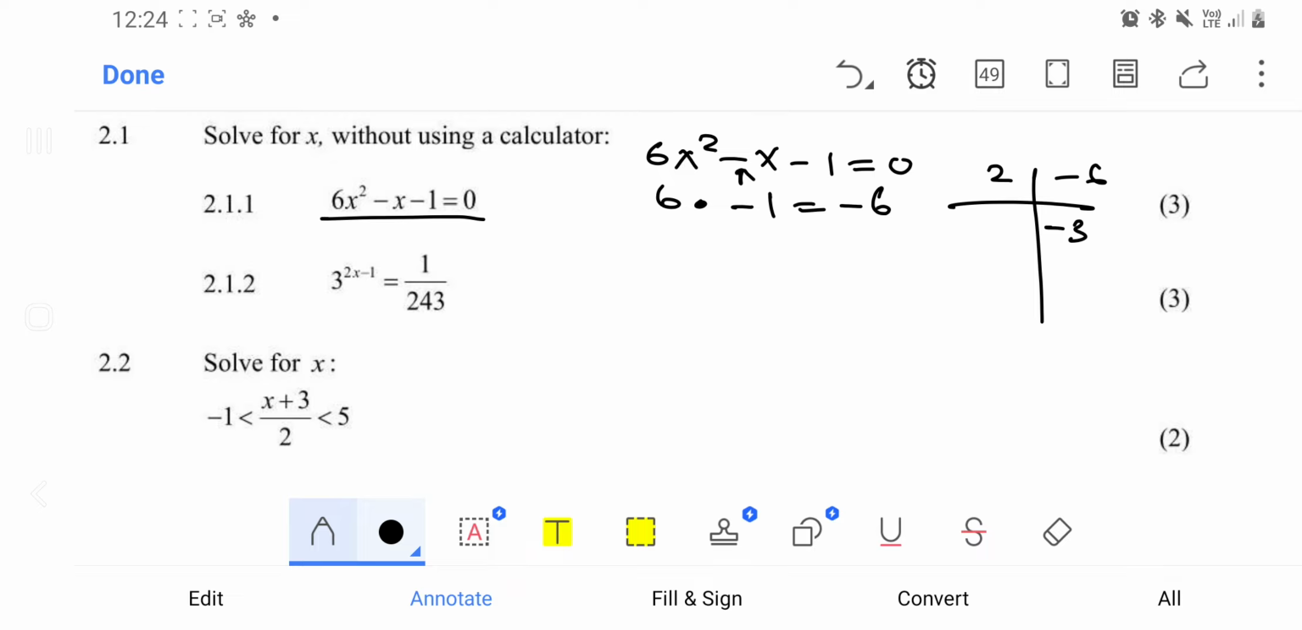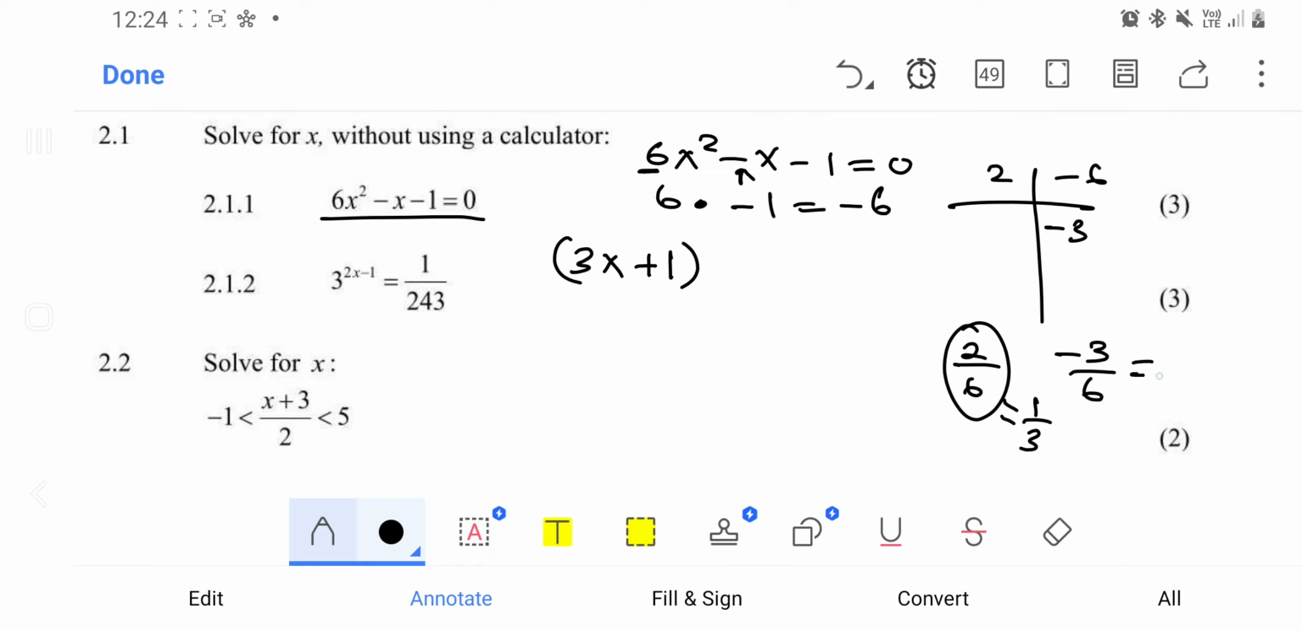So since we have our factors, we divide them by the coefficient of the x squared term, which is 6, right? So now let's simplify this. We get 3x plus 1, because this is the same as 1 divided by 3. And then this one is -1 divided by 2. So it means 2x minus 1, and then this is equal to 0.